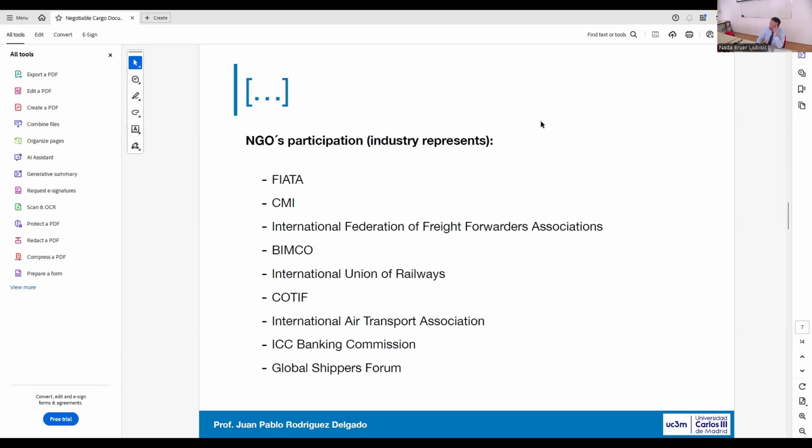Very important for this convention: it's not a convention drafted by academics or even lawyers. Sometimes at UNCITRAL the conventions are drafted by academics or some lawyers, etc. In this convention, there was a lot of non-governmental organization participation in the debate: FIATA, CMI, International Federation of Freight Forwarders Associations, BIMCO, International Union of Railways, COTIF, Air Transport Association, ICC, Global Shippers Forum. So there was a lot of participation from the industry, because the industry is quite interested in the debate. I'm not saying it's interested in the convention because the convention presents some problems, but it's quite interested in the debate.